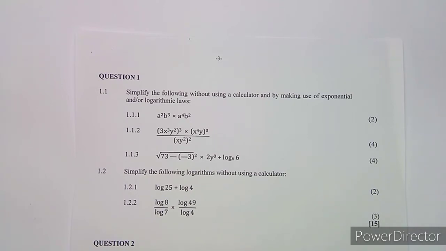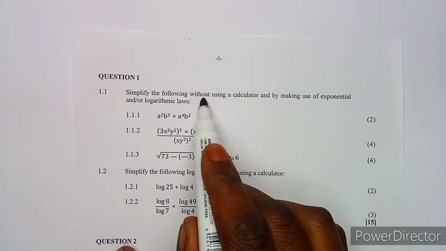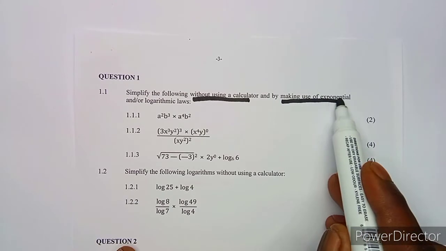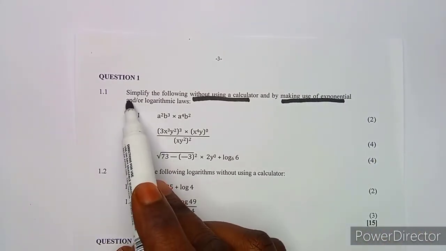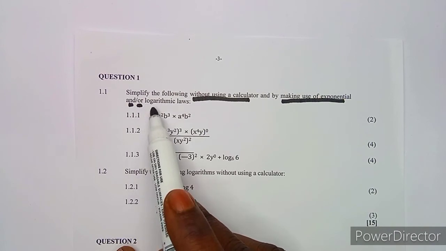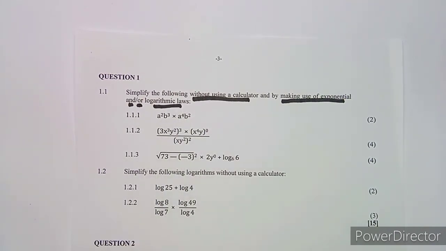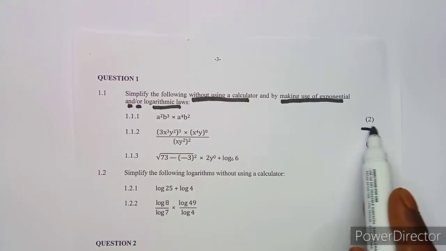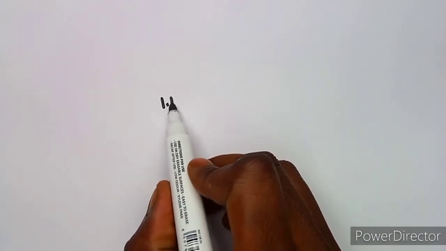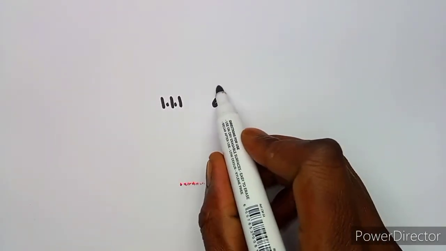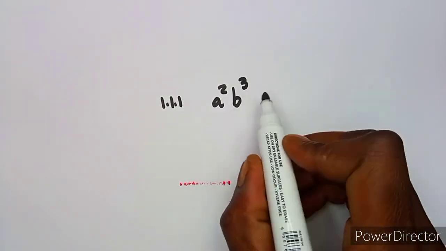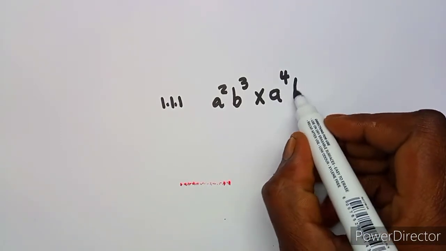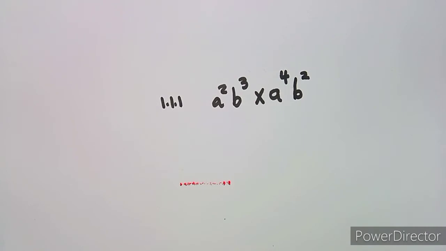So the first question is to simplify the following without using a calculator and by making use of the exponential and, or, take note, it's either you can apply both logarithmic laws. So that is what we had. That is the first question here, which is 2 marks, on 1.11, which is a squared b to the exponent of 3 times a to the exponent of 4 b to the exponent of 2. So this is what we had, and it's 2 marks now.